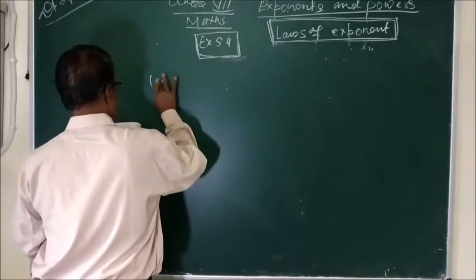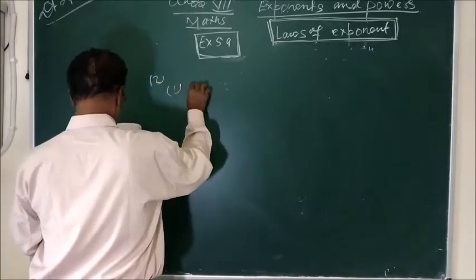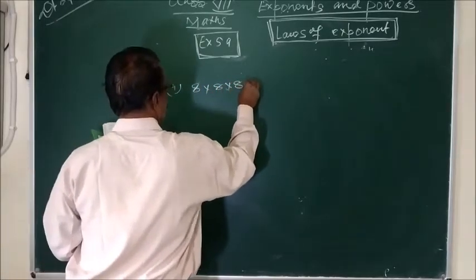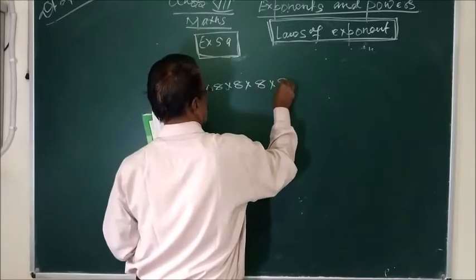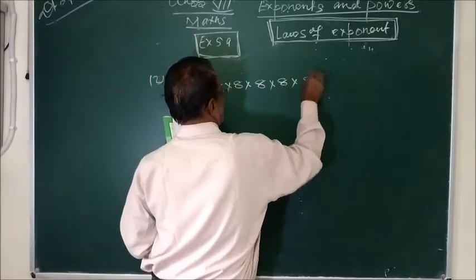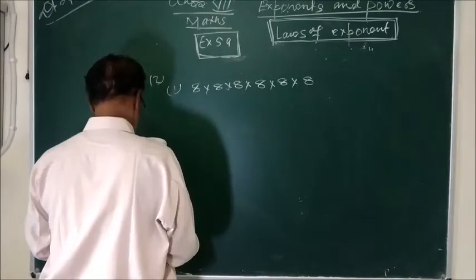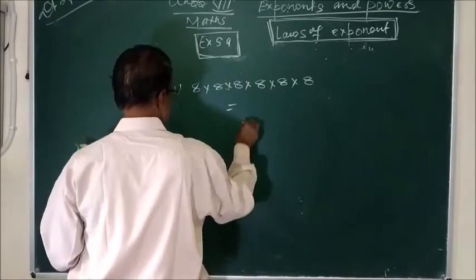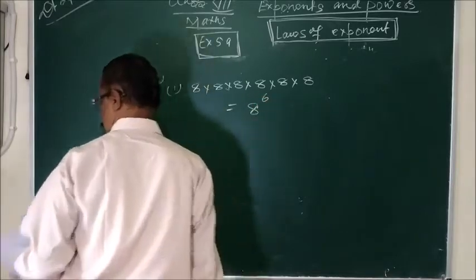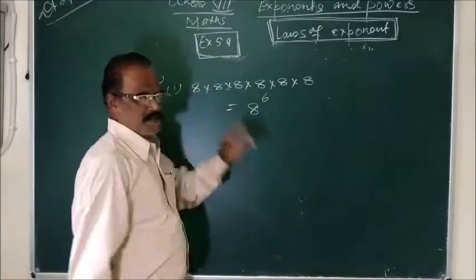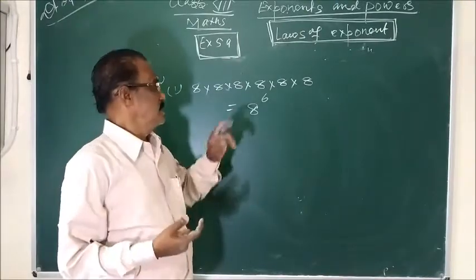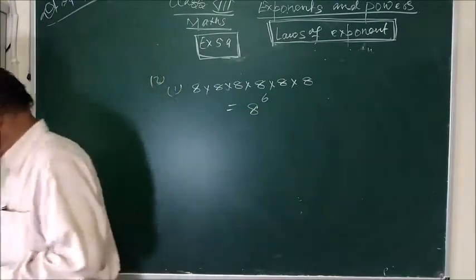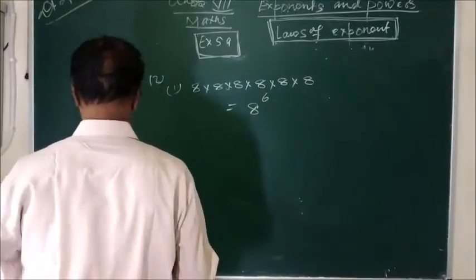Exponential form, second question first. 8, how many times? 6 times. 8 into 8 into 8. Very simple chapter, and if you understand, it will be completed in very little time. You have to write the exponential form: 8 power 6. Why are we using 6? Because 8 is multiplied 6 times. 8 is the base and 6 is the power. Like this, you can solve question number 2.